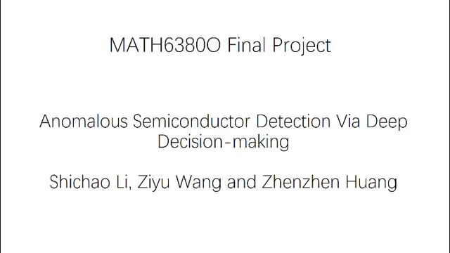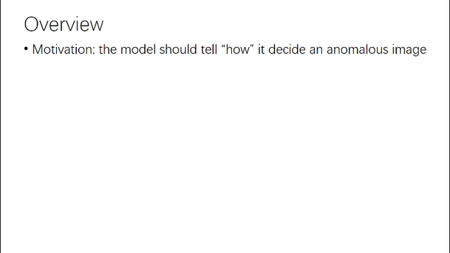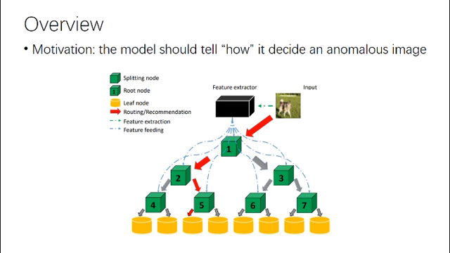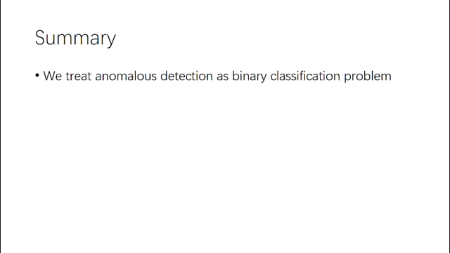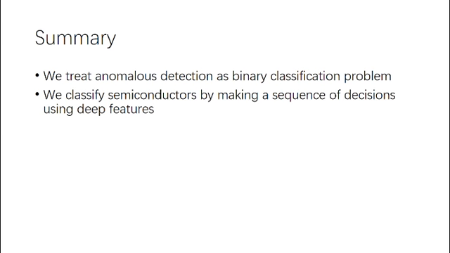Our final project is anomalous semiconductor detection via deep decision making. We hope our model can tell how it decides an anomalous image. We use a deep neural network to extract features from input images and feed these features to a decision tree model to give the final prediction. As a summary, we treat anomaly detection as a binary classification problem. We classify semiconductors by making a sequence of decisions using deep features.